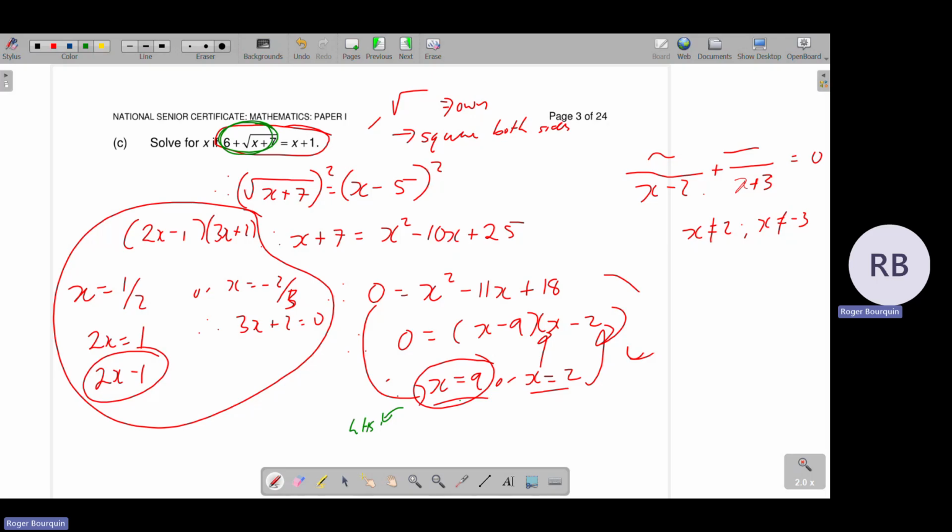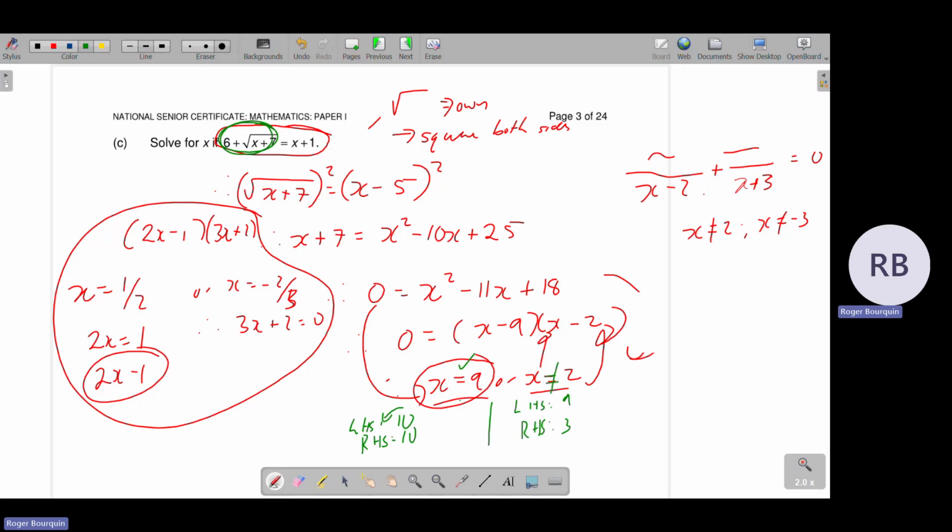Okay, am I right? 6 plus 4 is 10, so the left-hand side is 10, and if I sub 9 into the right-hand side, you get 10. So it satisfies the equation, it balances the equation. So 9 is valid. If I sub in 2, the left-hand side will be 2 plus 7 is 9, the square root of 9 is 3, 6 plus 3 is 9, so the left-hand side is 9, but the right-hand side will be 3. 2 does not lead to the equation being satisfied, right?